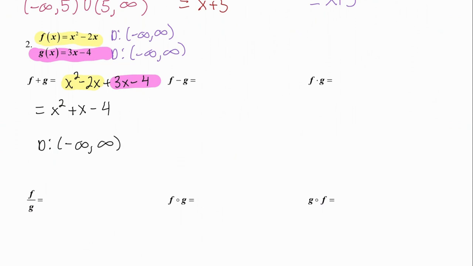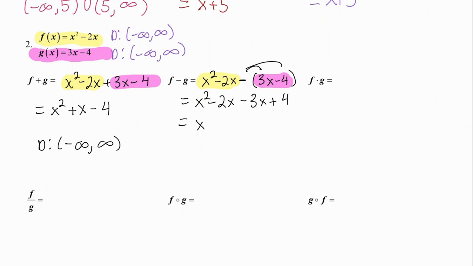Okay, so for the next one, again, we're subtracting, and we need to be careful that we're putting a negative around that second function. So I'm doing f minus g of x. Okay. So now I am going to need to distribute that negative out. I'm going to distribute that negative out. So I'm going to get x squared minus 2x minus 3x plus 4. And then again, I'm going to combine my like terms. So that's going to give me x squared minus 5x plus 4.